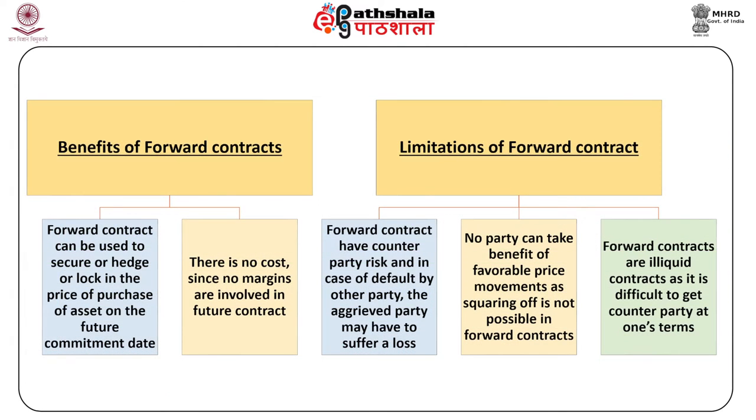The benefits of the forward contracts. A forward contract can be used to secure or hedge or lock in the price of purchase of an asset on the future commitment date. For example, a bread factory may want to buy wheat forward in order to assist production planning without taking risk of price fluctuations. Price discovery is another use of forward prices, to predict spot price that will prevail in the future.